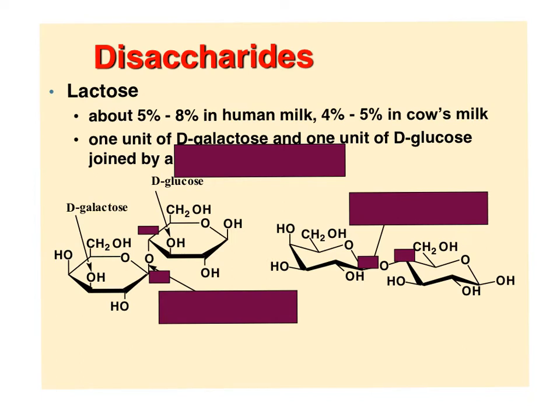Okay, so let's start here. For the galactose, what carbon is it that is in the bond? 1, 2, 3, 4, 5, or 6? 1 carbon. Okay, and what carbon is it joined to? 3. Oh, we've got a debate. No, I agree.